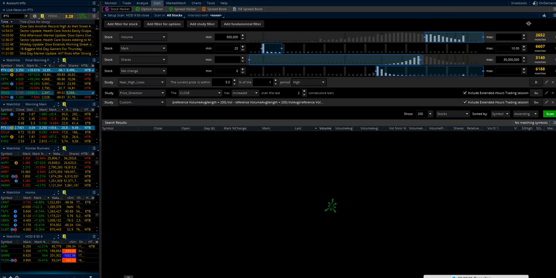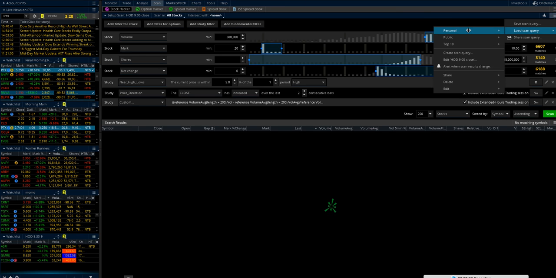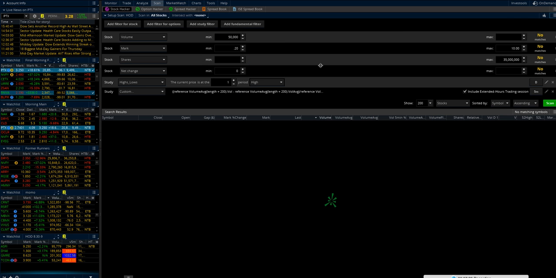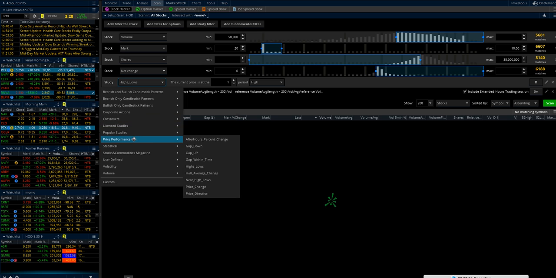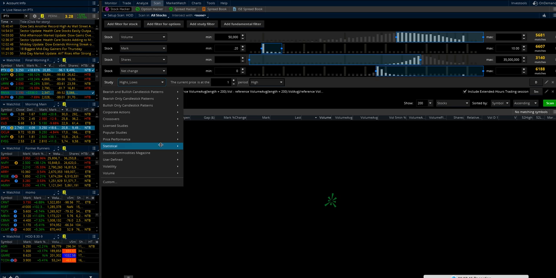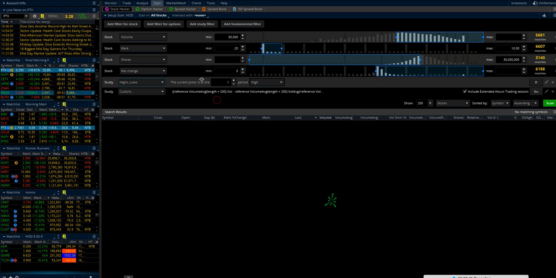And then, if you want a high of day scanner, you want to do at high or low right here. Before, I was using near high lows, so I was doing this one. But this one, basically it's saying the price it's currently trading at is at the high or the low. So you go there, pick that. You want it at the 1 period high on the day.